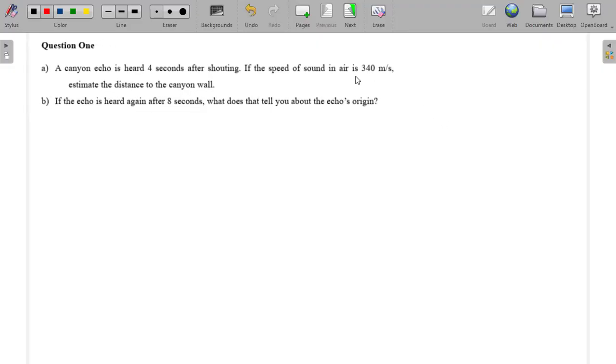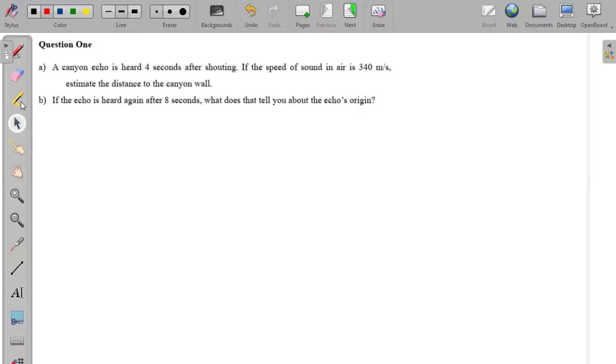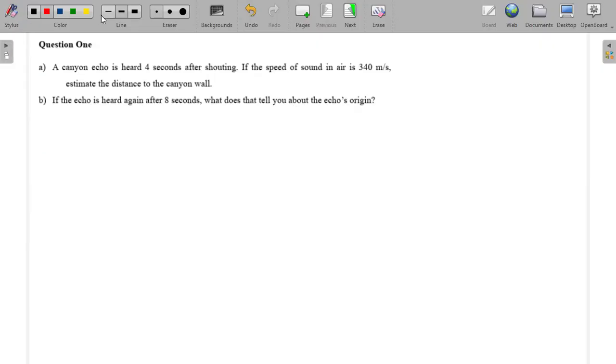this is a constant value for the speed of sound in air. Those who attended the class will understand that this is the constant value. It never changes. This is the speed of sound in air. So if the speed of sound in air is 340 meters per second, estimate the distance to the canyon wall.